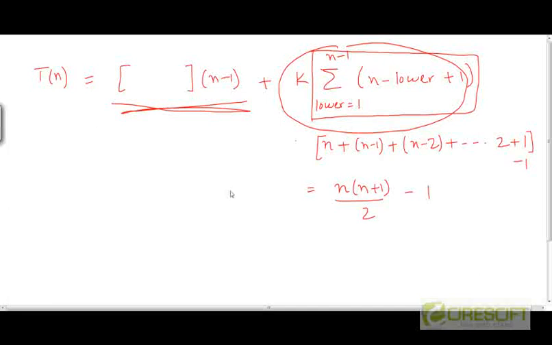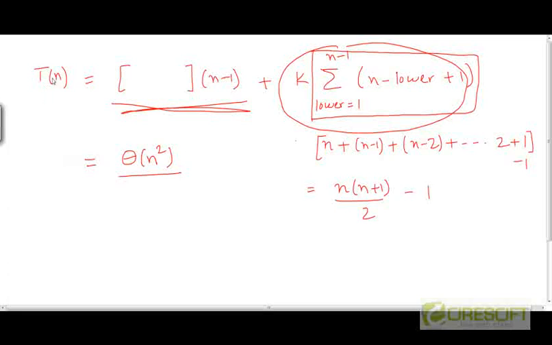So we don't have to work out the details here. We can simply say that t of n is going to be theta of n squared. Right? We are going to drop the lower order terms, and we are going to ignore all constant coefficients, and we can simply write t of n as theta of n squared.